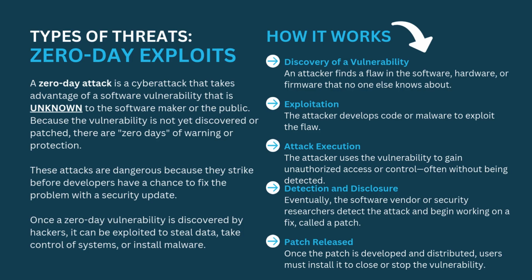A zero-day exploit is one of the most dangerous kinds of cyber attacks. It happens when an attacker discovers a flaw in software that no one else, especially the developer, knows about. Since there's no fix yet, the system has 0 days of protection. The attacker writes malicious code to take advantage of the flaw and then launches the attack, often silently.